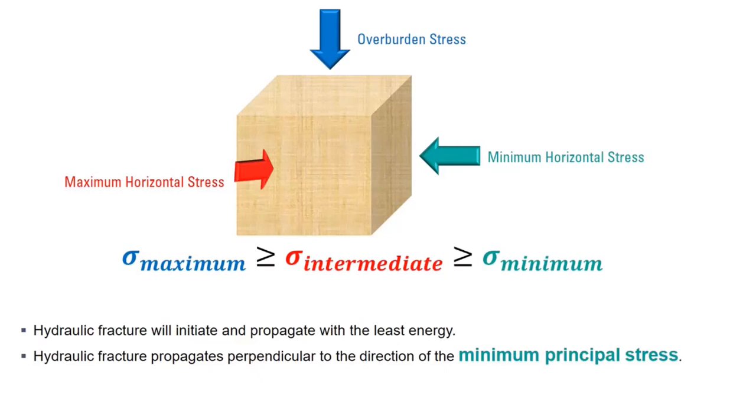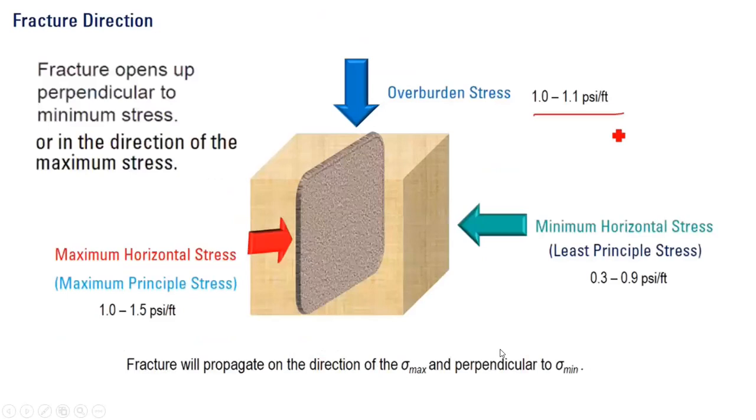For you to fully understand how hydraulic propagation will take place, you have to know precisely where our minimum principal stress direction will be. This is exactly what I am explaining. If you have the overburden stress and you perform hydraulic fracturing, it's going to propagate in the direction of maximum horizontal stress, and then it opens up in this direction. As it propagates, the width opens up in the direction of the minimum horizontal stress.